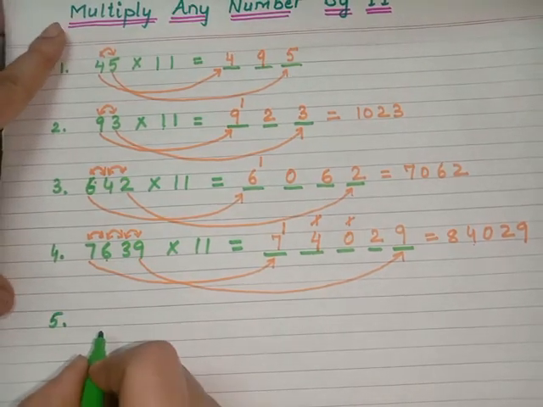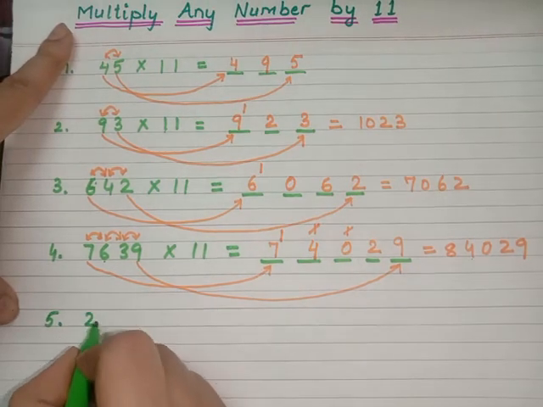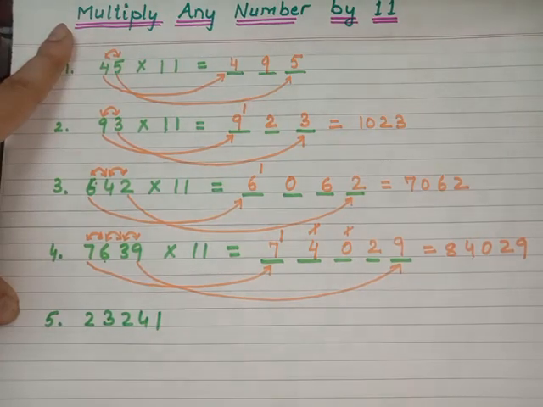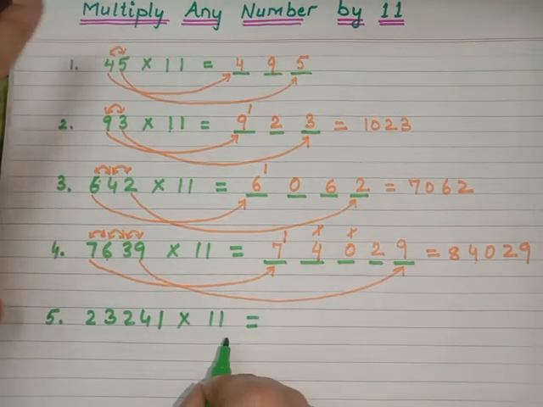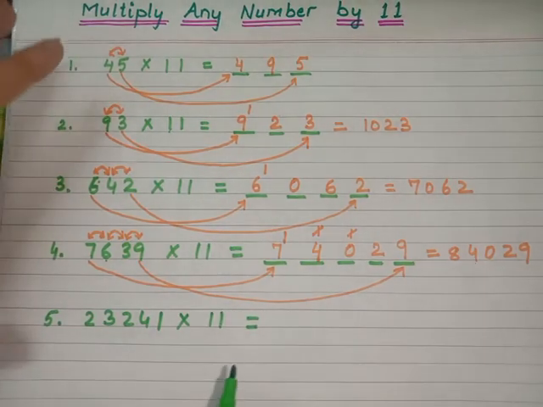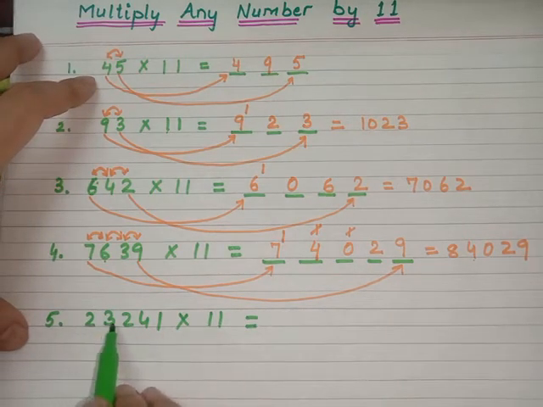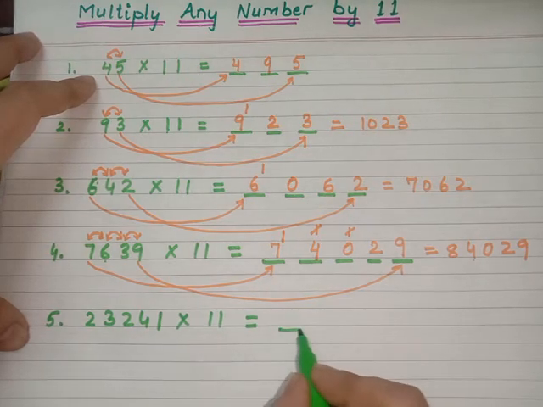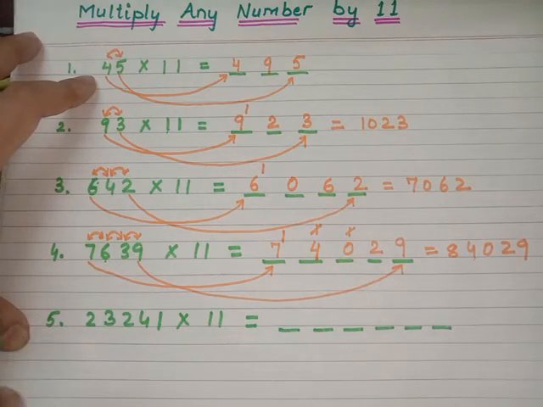One more example I am going to have. Now I will be having one more bigger number for you, that is 23241. Now I have to multiply this big number by 11. I will be definitely doing this using the trick only. I will be counting the digits 1 2 3 4 5 6 7, so 7 digits. So definitely I will be marking here the 6-digit space.